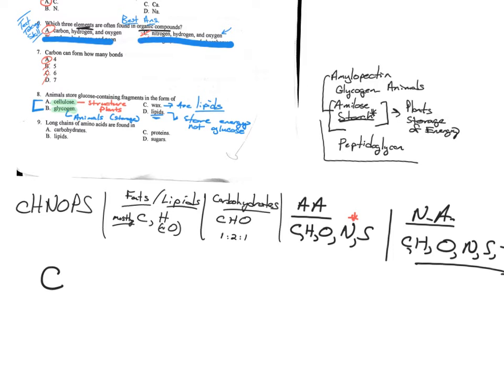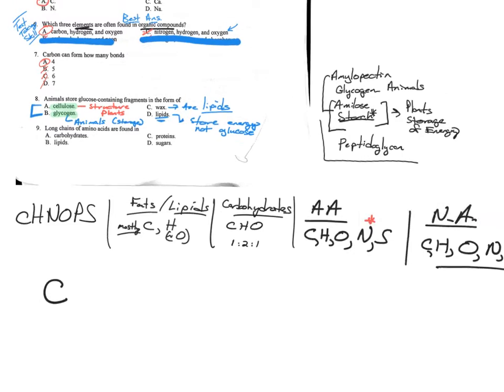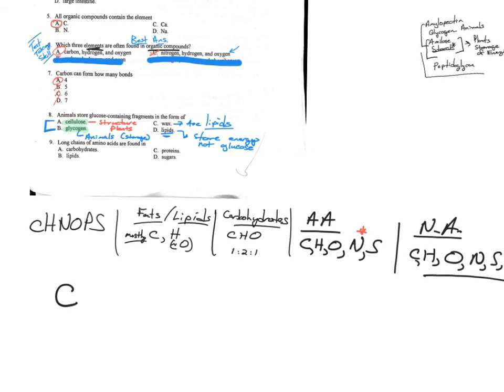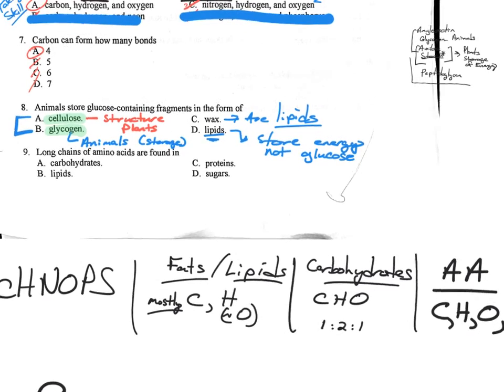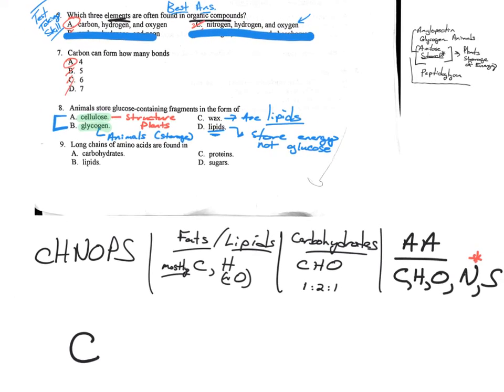There's the example. Now, you might have remembered where you might have gotten confused and why you might have chosen lipids: in the study guide, they did talk about lipids storing energy. But the key to this problem is that it says glucose containing. So it has to have sugar. And fats don't have sugar. Sugars can be turned into fats, but they don't have sugar in them.